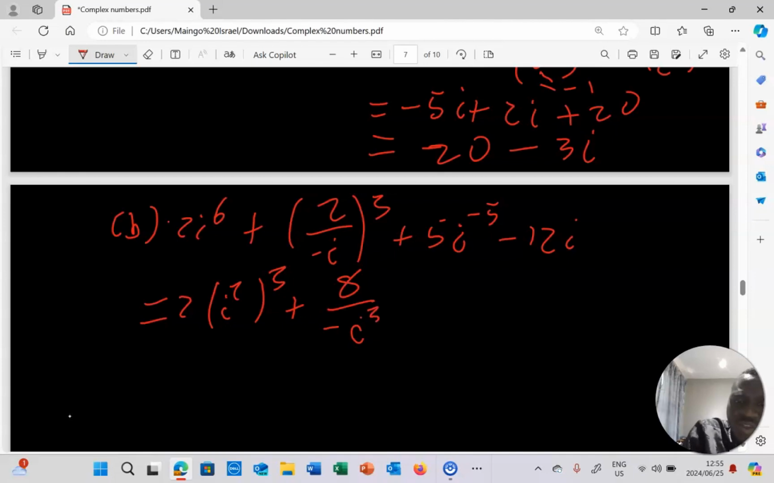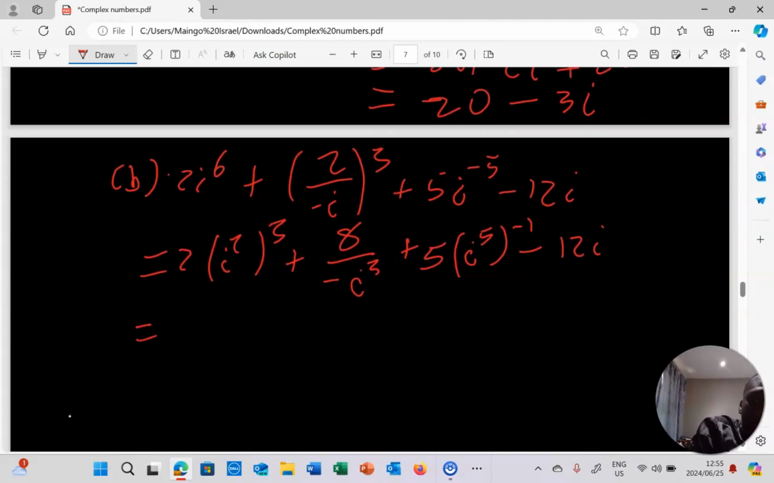So then this one can be written as plus 5 i to the power 4. Let's say i to the power 5, and we take out -1 outside. So that's how we can do it. Then minus 12i. So this will just be equal to, this one is -1, 2 into -1 to the power 3. This one can be written as minus 8i when you multiply by 1, which is i over i, which will be i to the power 2.